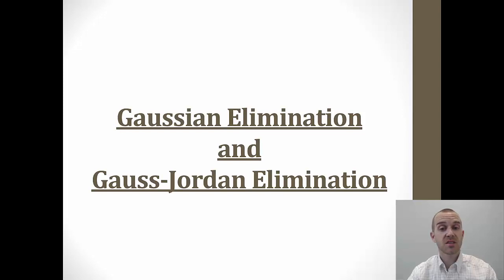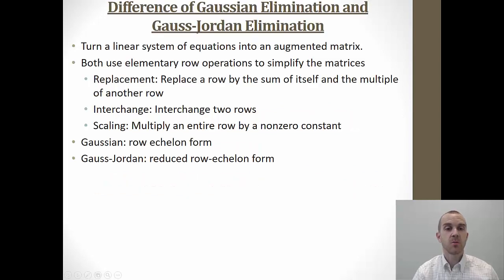In this video, we'll discuss Gaussian elimination and Gauss-Jordan elimination. Now, when we talk about these two, we are talking about solving systems of equations using augmented matrices. Both of them will use elementary row operations to simplify the matrix. This includes replacement, where we can replace a row by the sum of itself and a multiple of another row. We can interchange rows, and we can scale a row.